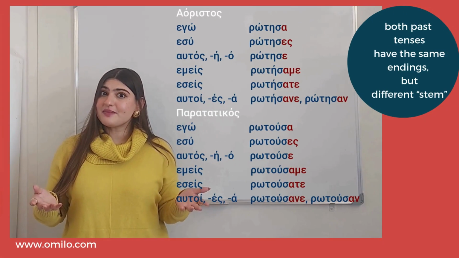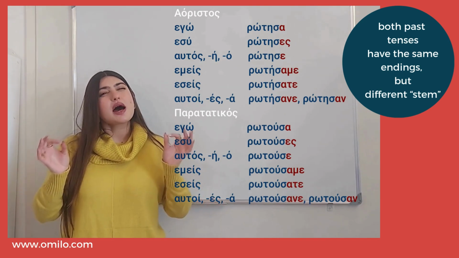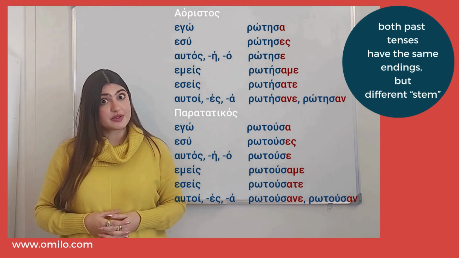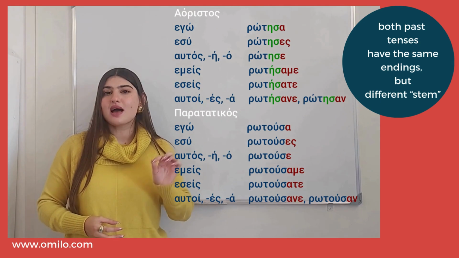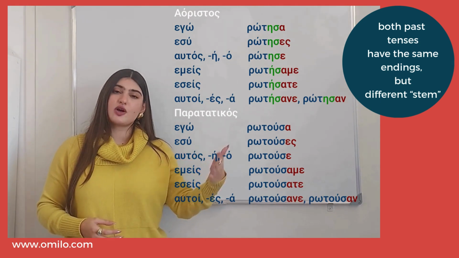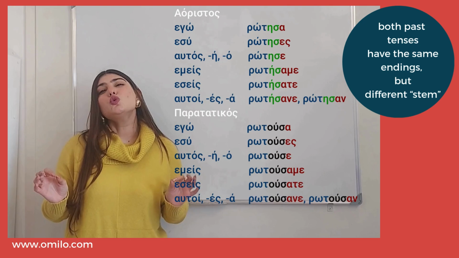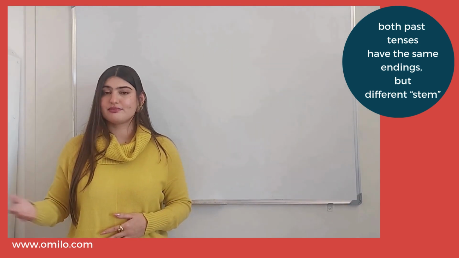As you can see, the endings for Παρατατικός and Aoristos are exactly the same. However, the stem is different. For most B1 verbs, you add -ησ after the stem and then the correct endings, while in Παρατατικός you add -ούσ after the stem and then the correct endings. Do you still follow me?